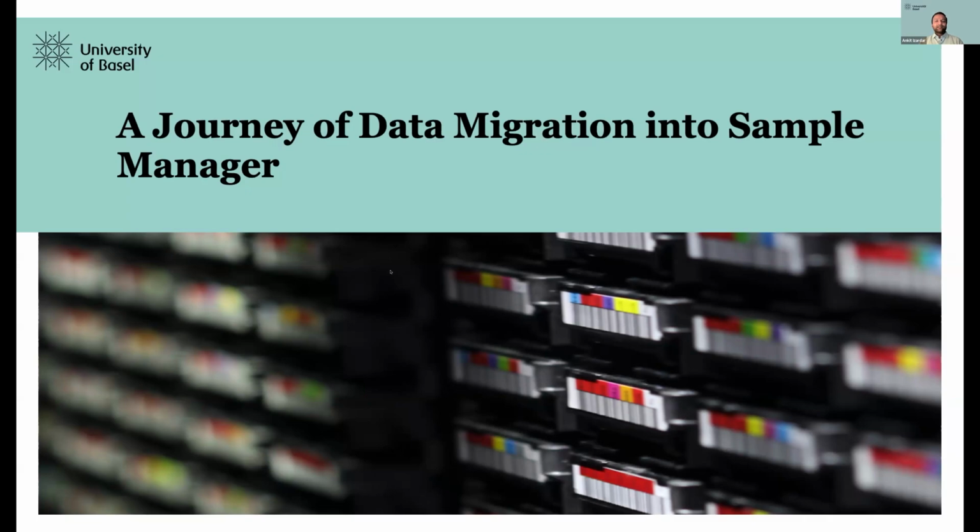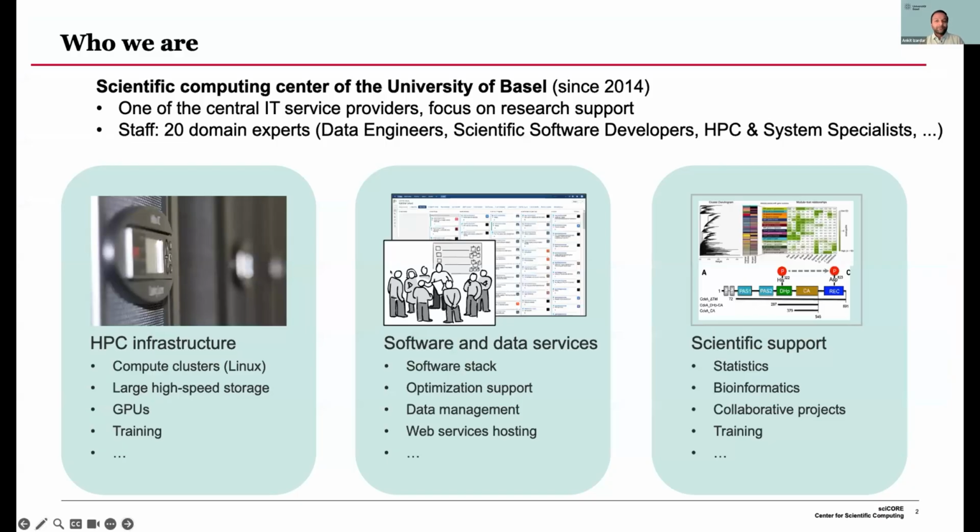So let me start with a quick introduction of SciCORE. SciCORE is the Center for Scientific Computing at the University of Basel since 2014. We are one of the central IT service providers with a focus on providing support to our scientists in terms of research. We are a team of around 20 domain experts with expertise ranging in data engineering, scientific software development, high performance computing, and system specialists, and so on.